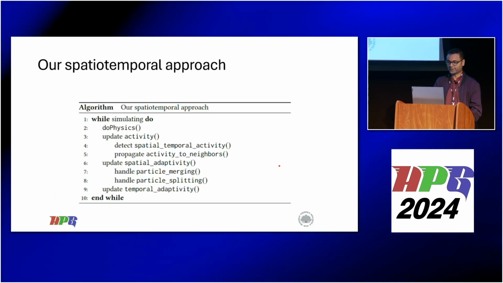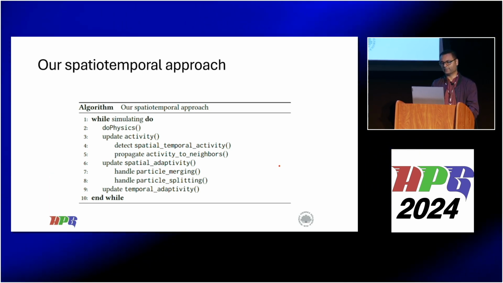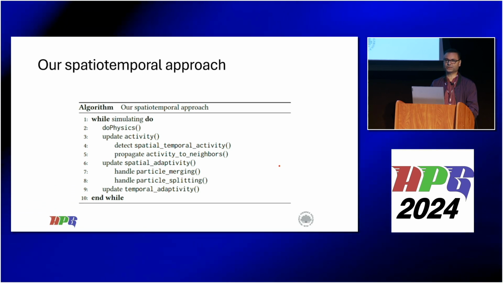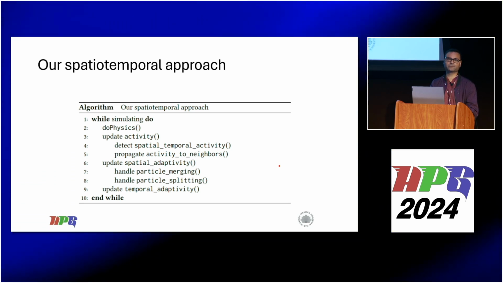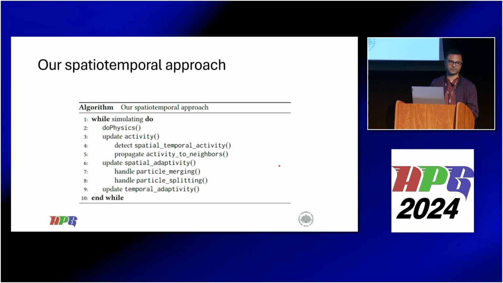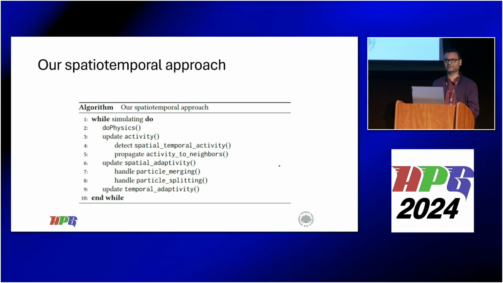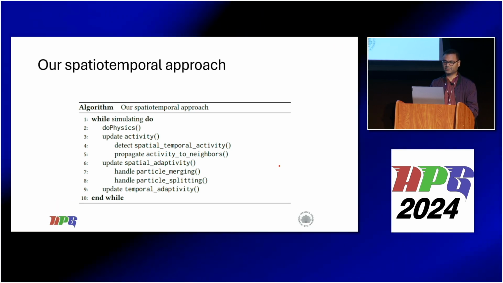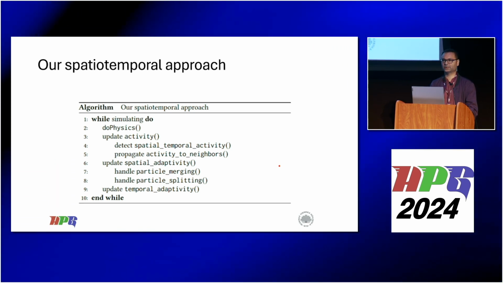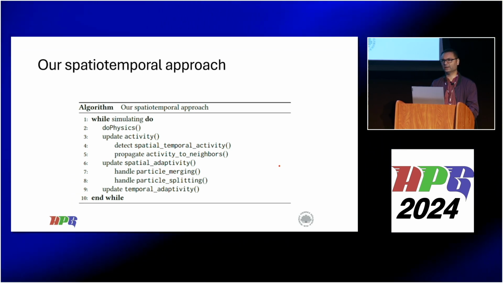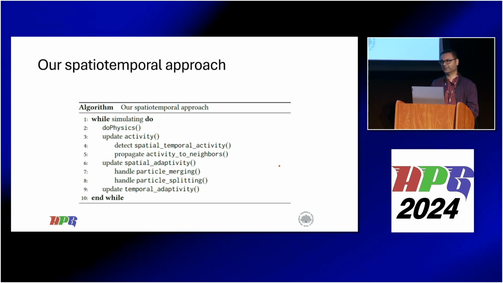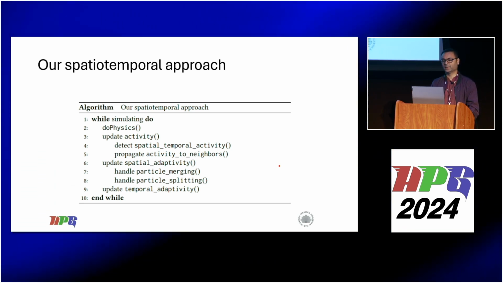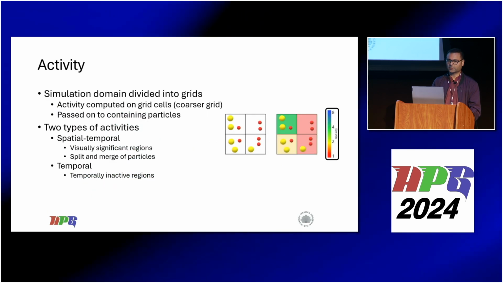So what do we do? We take the basic physics solver of the base iterative DEM solver, and then we identify regions that are spatially or temporally adaptive, and where we can get some benefit by applying spatial or temporal adaptivity. We compute this activity, we assign these regions those activities, and then we start with particle splitting and particle merging for spatial adaptivity. And at the end, we apply temporal adaptivity so that particles or regions that are not doing anything can be frozen.